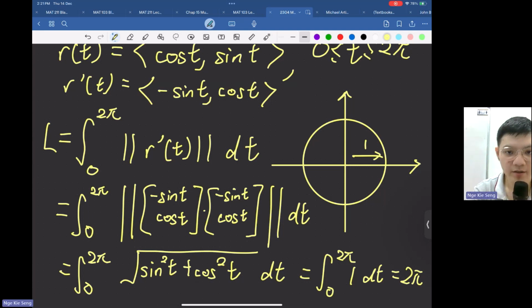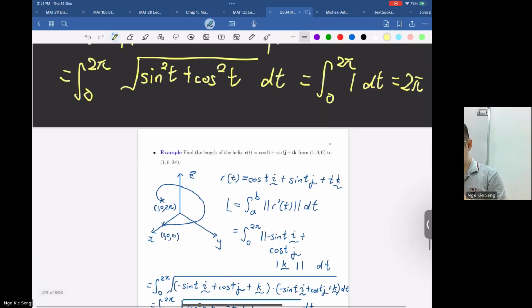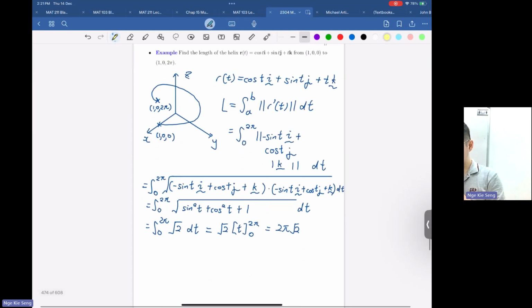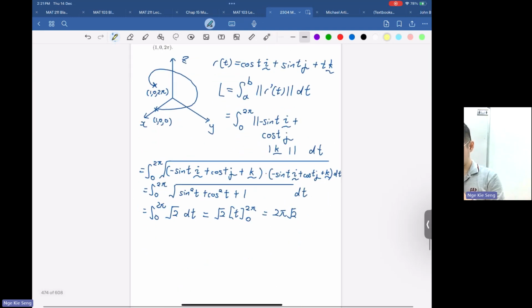Okay, good. What's the next thing? Have you guys learned arc length reparametrization or not? Have you ever learned that? No? Okay, let's see. There's another exercise about the length of a helix you can try.